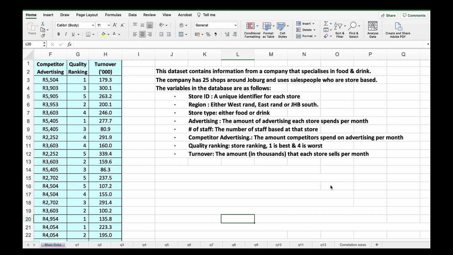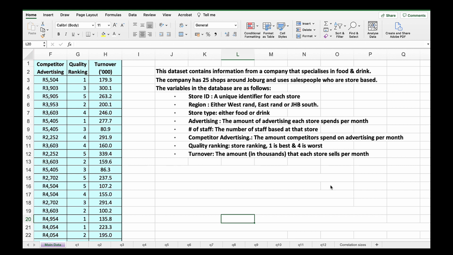Store ID. This is a unique identifier for each store. Region. That means that the region of these stores is either in the West Rand, the East Rand, or Joburg South. Store type. These will either be food or drink stores. Advertising. This is the amount of advertising each store spends per month. Number of staff. This is the number of staff based at each store. Please note, this is not the staff number, it's the number of staff. So it's not just the random number that the company would give as your employee ID number, for instance. It's the actual number of people working in that specific store.